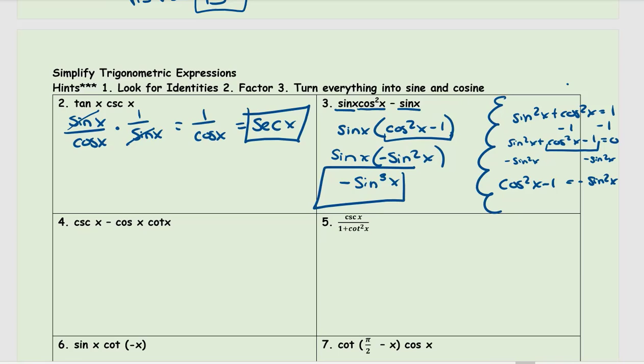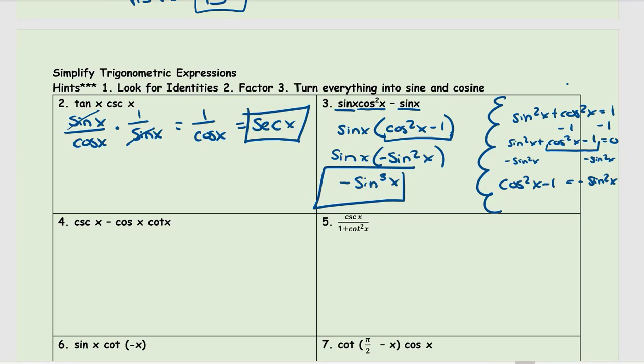Okay, now let's look at number 4. Number 4, we have cosecant x minus cosine x cotangent x. Now, there's a lot of c's in there, but we can't factor anything out, guys. These are all different functions. Okay, there's no obvious identity, like there's nothing that just cancels out. There's no squares, there's no ones. We know there's no Pythagorean identities involved.